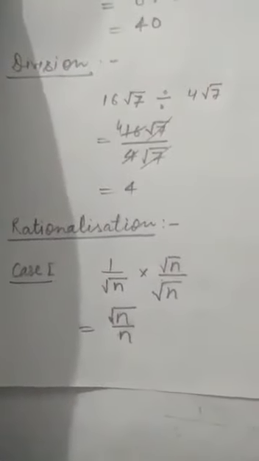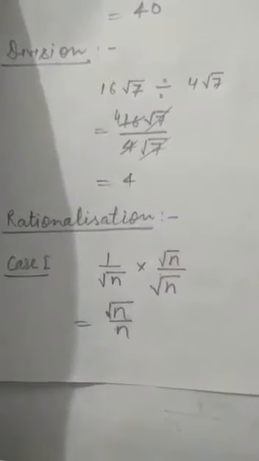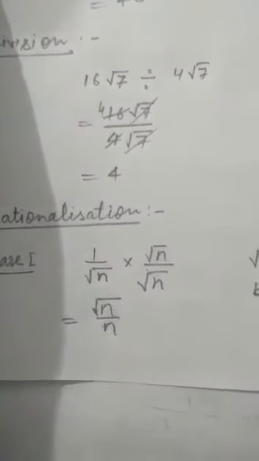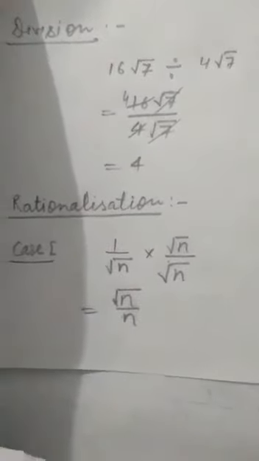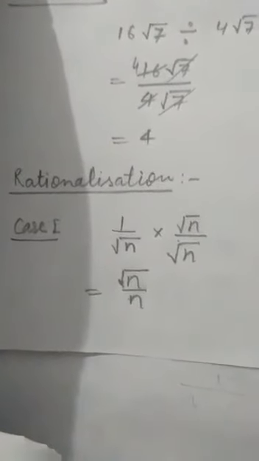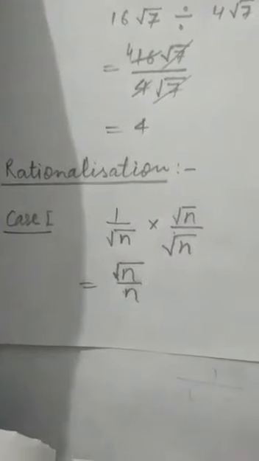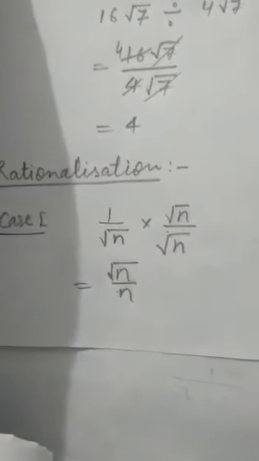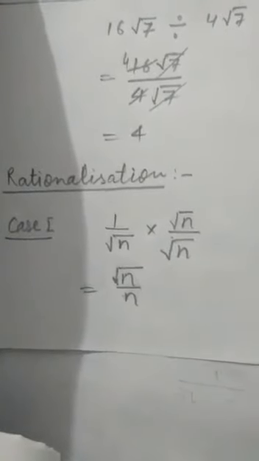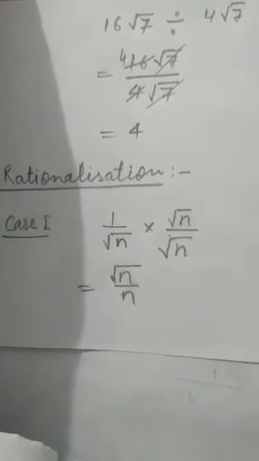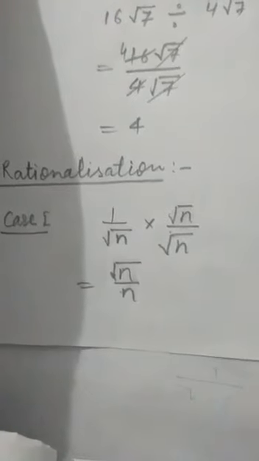If the term is given as 1 upon root n, there is a rule: we cannot write a rational number in such a manner, with the denominator being a root value. If it is, then it should be made free from the root. To make it free, it should be multiplied by root n. If we multiply the numerator and denominator both by root n, the result will come as root n upon n, because root n into root n equals n.